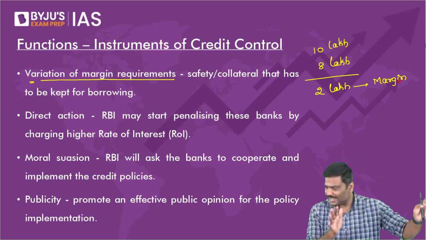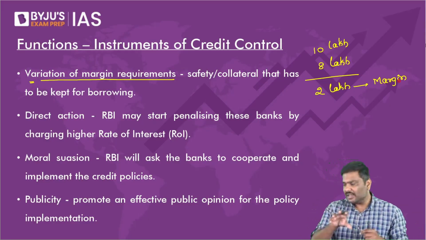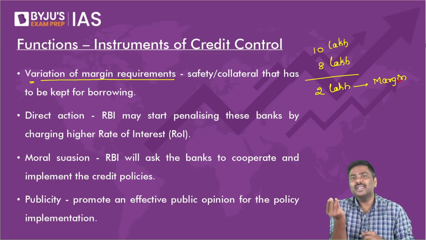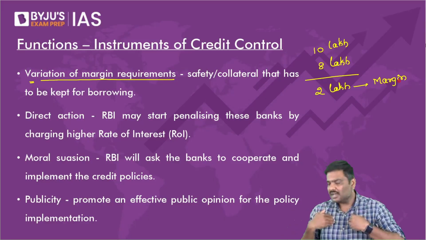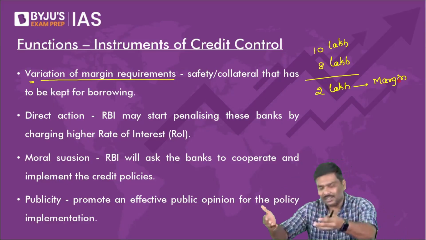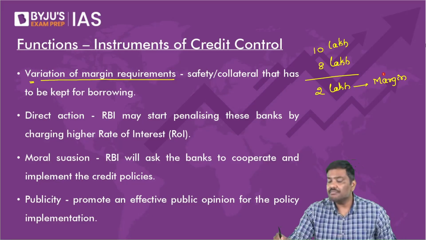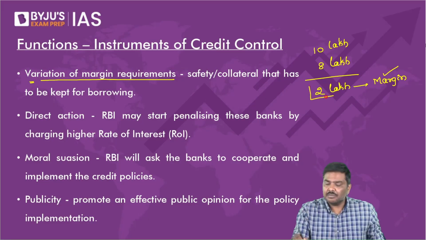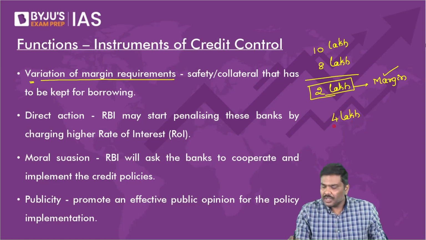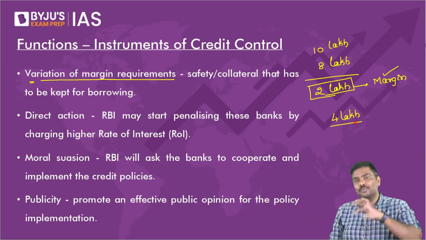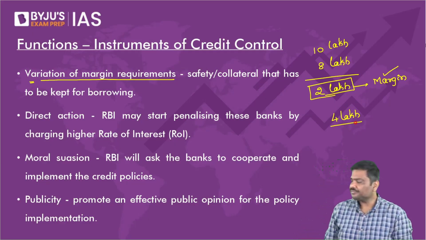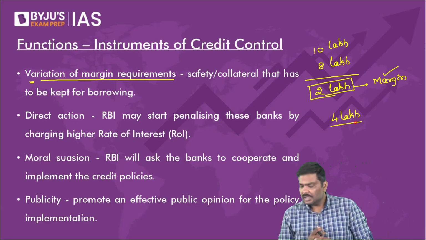I want to purchase a car worth 10 lakh rupees. The bank will give a loan of 8 lakh rupees, which means the difference is 2 lakh rupees. Who will give this 2 lakh rupees? The customer from the pocket will have to spend the 2 lakh rupees. That is called as a margin. Now, please tell me, if the margin will be increased from 2 lakh rupees to 4 lakh rupees, will people take more loans or lesser loans?